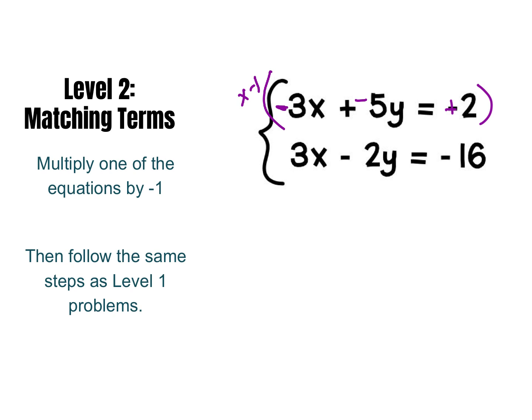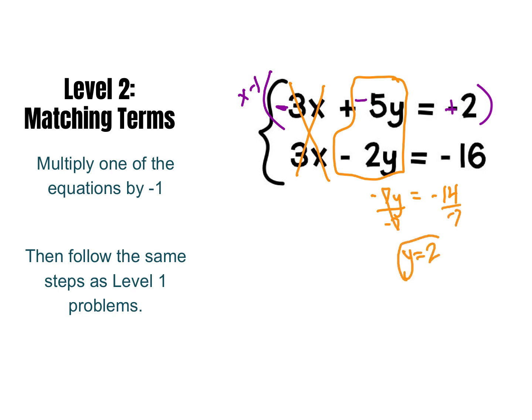Okay, now that I have opposite equal values, I can cross these ones out. I've eliminated them. Now I'm going to put these together. Remember that 5 is now a -5, and a -2 makes a -7y. And then when I add these two together, I get -14. Divide both sides by -7, and y equals 2.